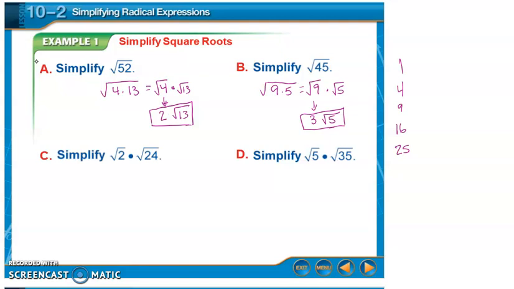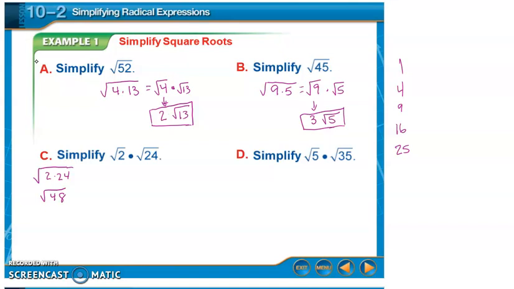All right, on C, you have an option on how to do this. There's two ways to go about it. One way is to go ahead and just multiply the 2 times the 24. Since they both have a radical sign over them, you can do this. So you get the square root of 48.